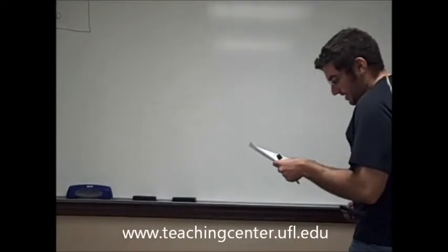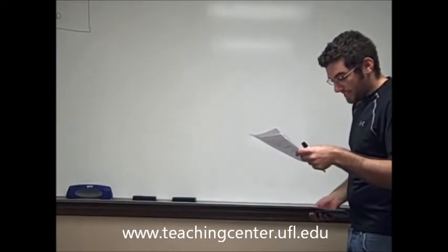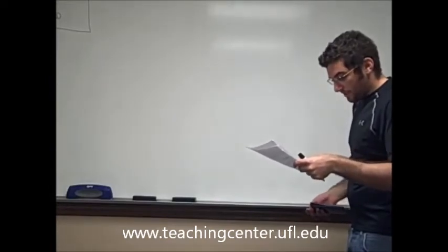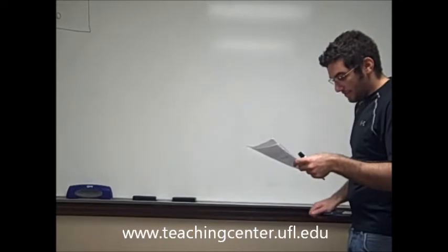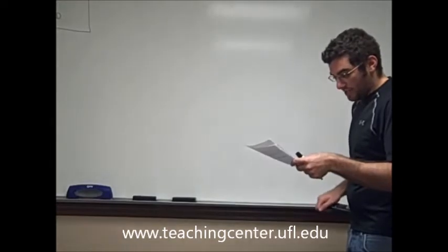Question number 6 says, a 5 cubic meter tank of compressed helium gas has an absolute pressure of 4 kilopascals at a temperature of 27 degrees Celsius. What is the mass of the helium in the tank? And it tells you that 1 kilomole of helium weighs 4 kilograms.